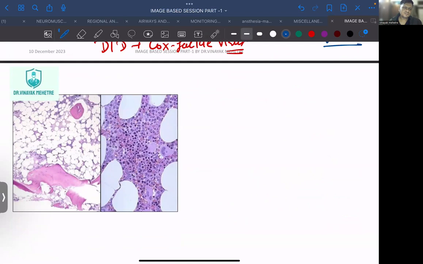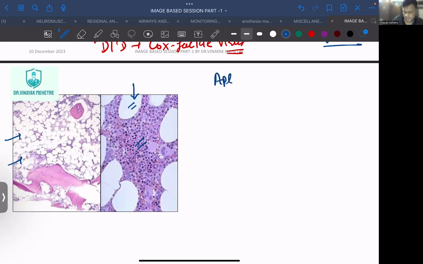Normally in bone marrow, fat cells are equal to normal cells, 50% to 50%. What happens in aplastic anemia? The fat will increase in the bone marrow.